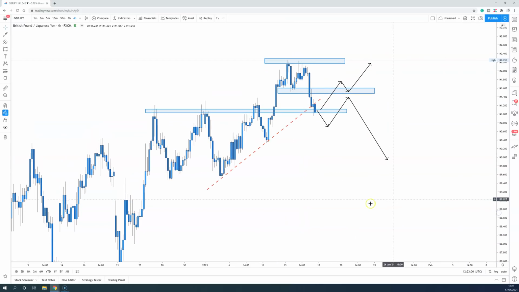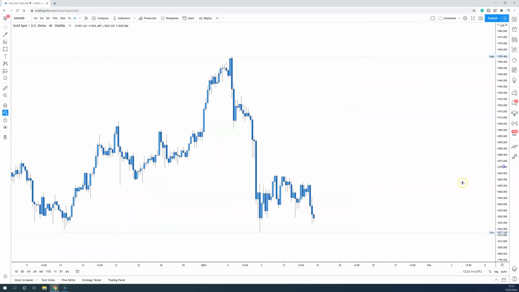Let me know down below what your thoughts are on pound yen, because obviously the structure does seem bullish, but it also is giving us evidence of bearish behavior and a potential reversal. Let me not waste too much time on this one and move on to gold.